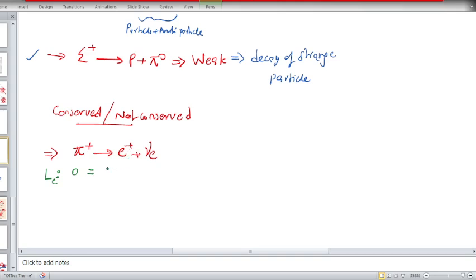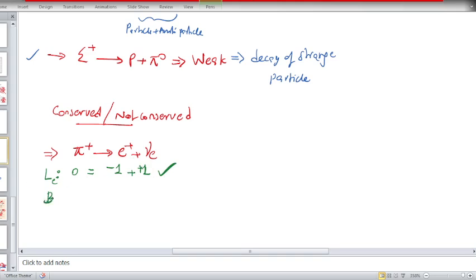E plus is a positron, right? So this is minus 1 for the positron, that is the antiparticle of the electron. So for that, the lepton number will be minus 1, plus this is plus 1, right? Because it is not an antiparticle, the lepton number will be plus 1. So on both sides we have 0. Lepton number is 0, so lepton number will be conserved.